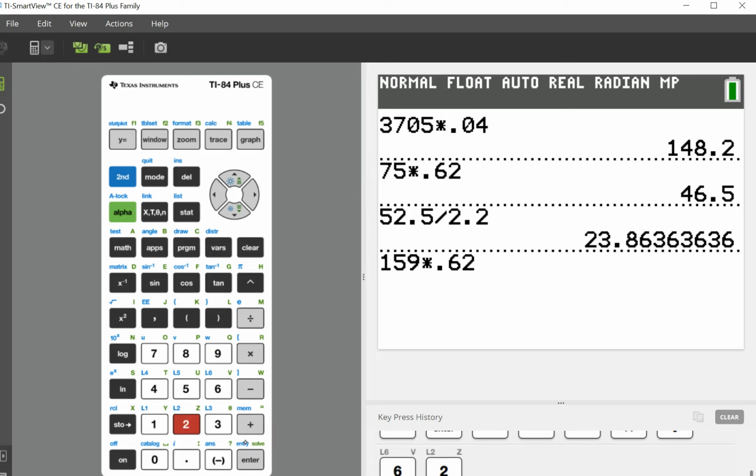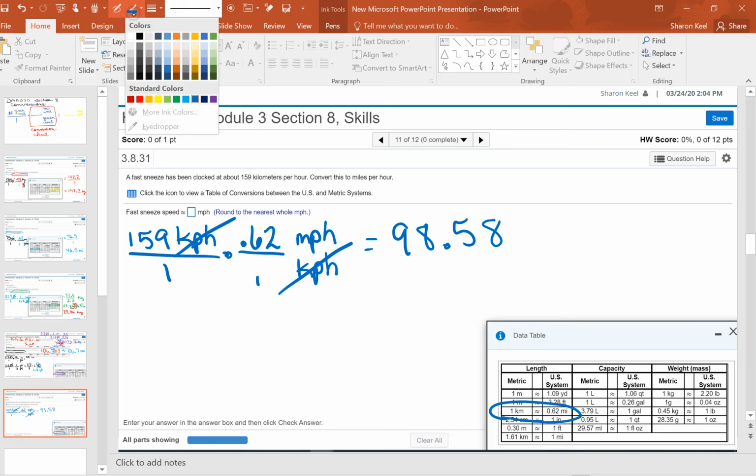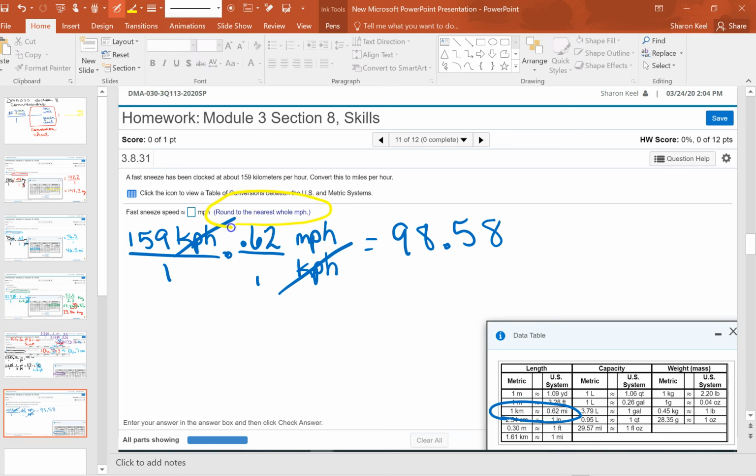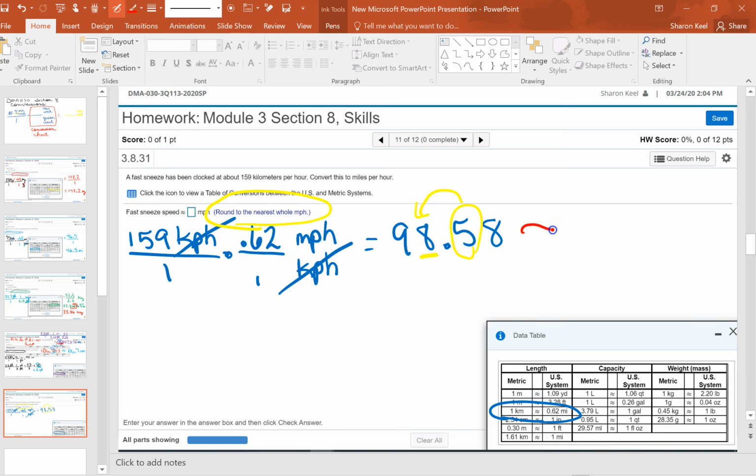We're going to do 159 times 0.62, which is 98.58. Now, pay attention. Always look at what's in the parenthesis. Round to the nearest whole miles per hour. So the nearest whole number is the ones place. What does the 5 make the 8 do when we're rounding? It's going to make it go up by 1. So that's going to round and become 99 miles per hour.